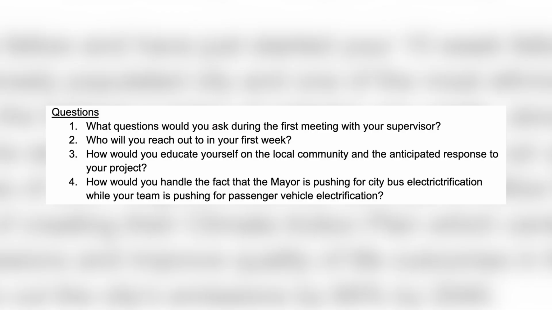Questions. Number one, what questions would you ask during the first meeting with your supervisor? Two, who will you reach out to in your first week? Three, how would you educate yourself on the local community and the anticipated response to your project?